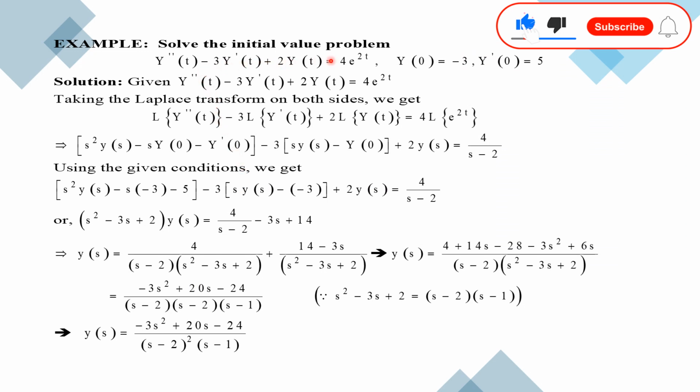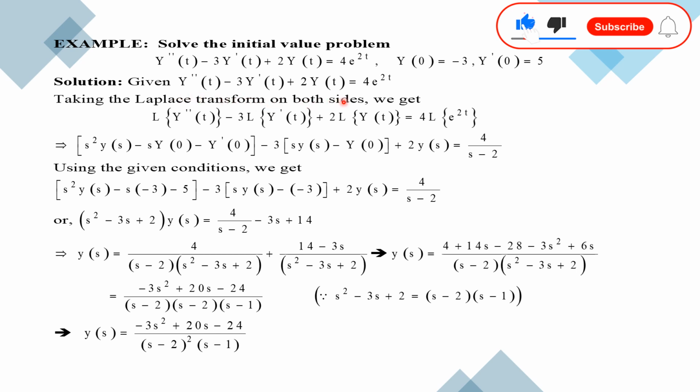Solve the initial value problem y double prime of t minus 3 y prime of t plus 2y of t is equal to 4 e power 2t. There are two initial conditions given: y at 0 is equal to minus 3, y prime at 0 is equal to 5.